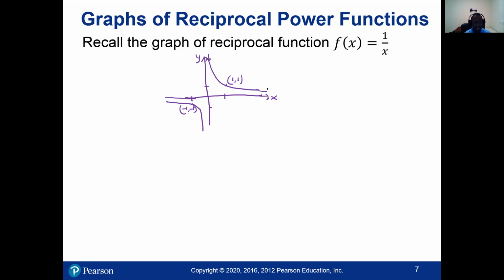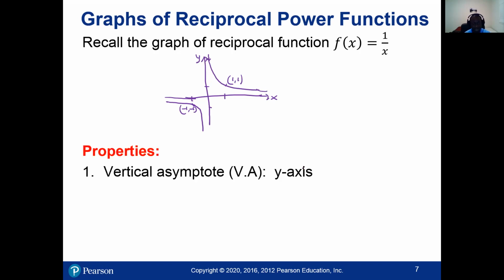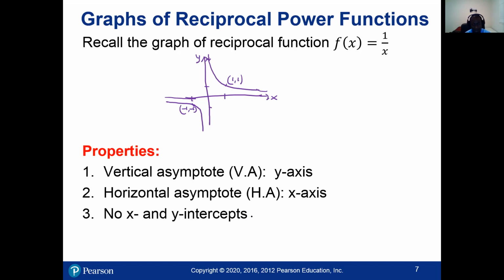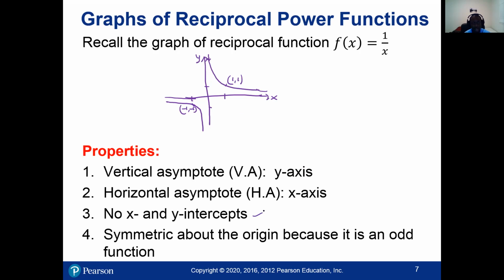Okay, there are certain properties that we should know. One, the vertical asymptote is the y axis. The horizontal asymptote is the x axis. And also it has no x and y intercepts. And then three, if I plug in f of negative x, I'll get 1 over negative x, which is equal to negative 1 over x, which is the same as negative f of x. So this says that f is odd. See that? So if it's odd, then it's symmetric with respect to the origin.